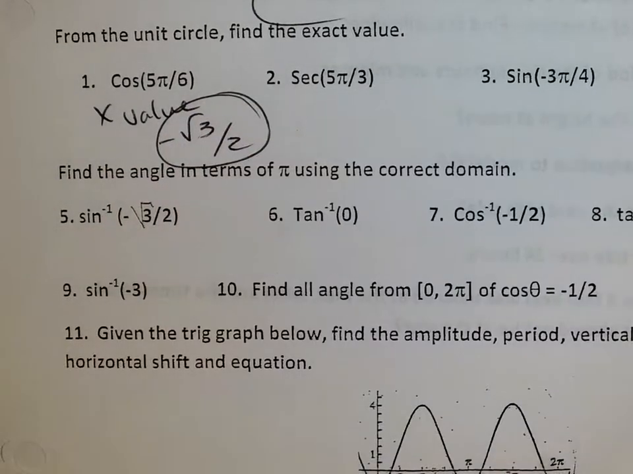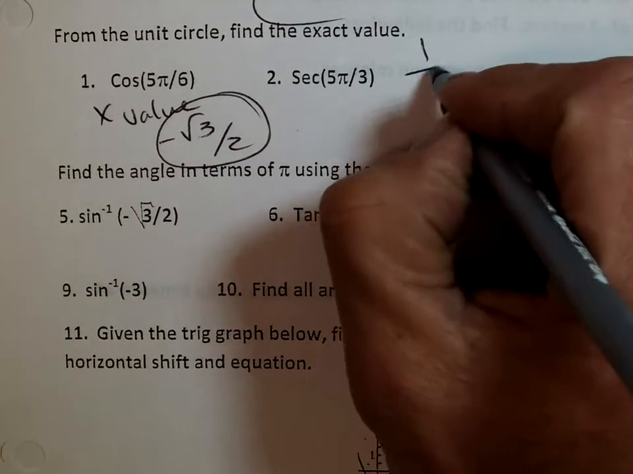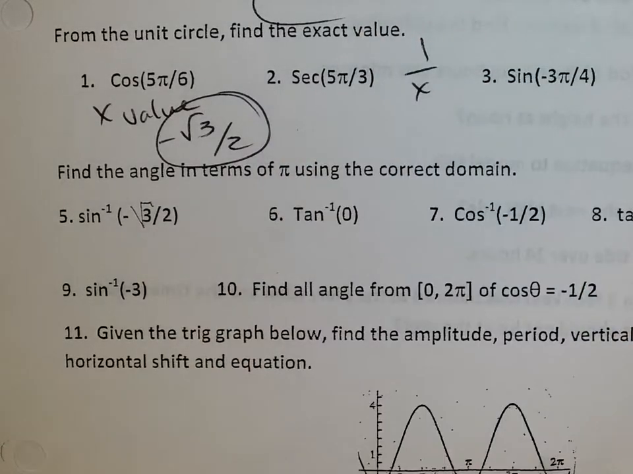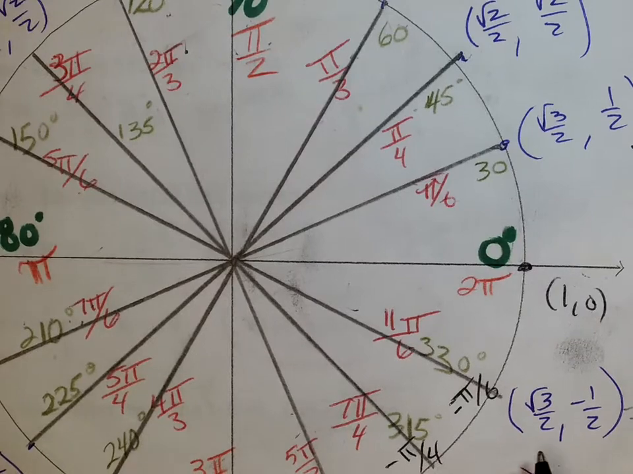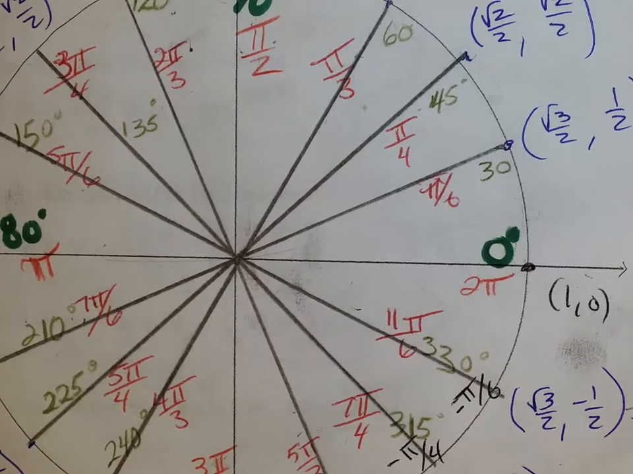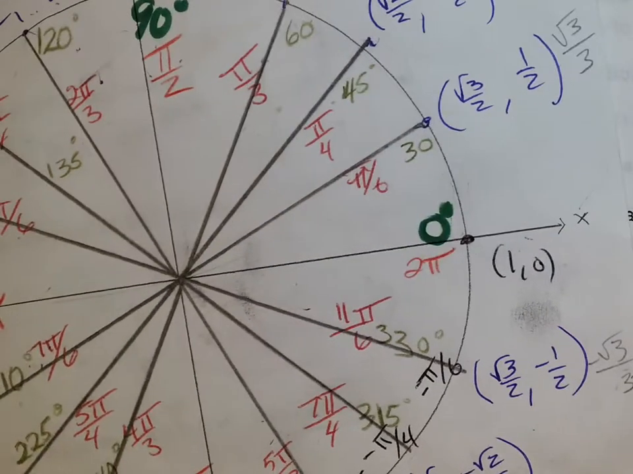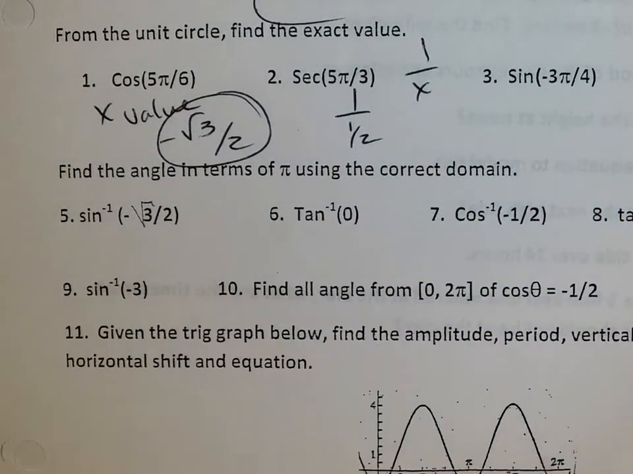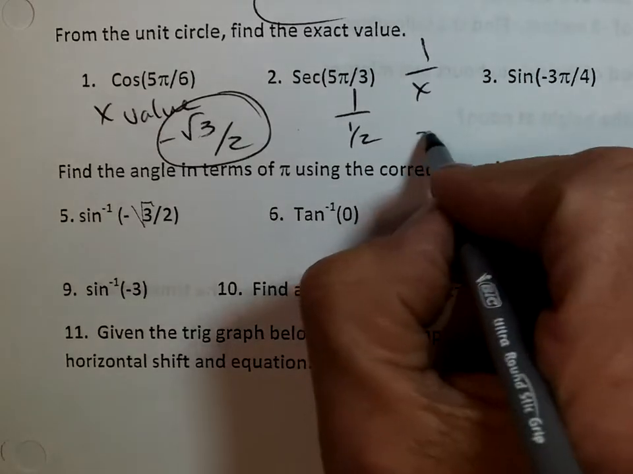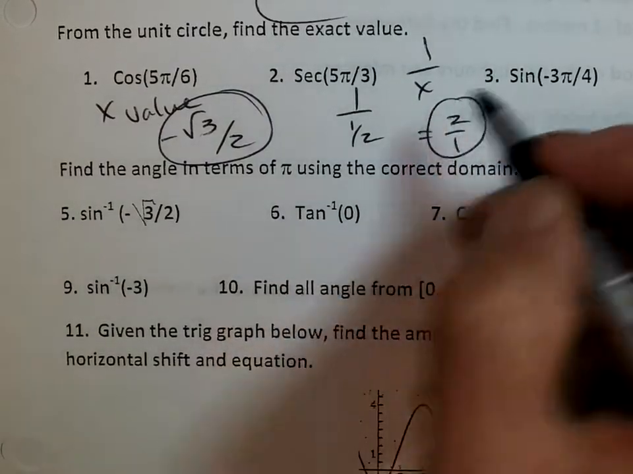Got it. Okay. Secant is 1 over the x value. So I go to 5 pi thirds, which is here. And I want 1 over the x value, which is 1 over 1/2. But that just flips anything, 1 over a fraction just flips it up, and I get 2 over 1. Boom.